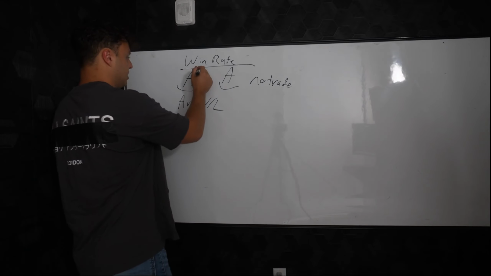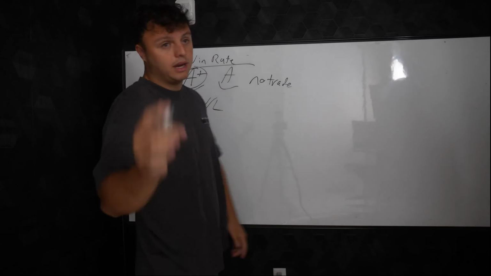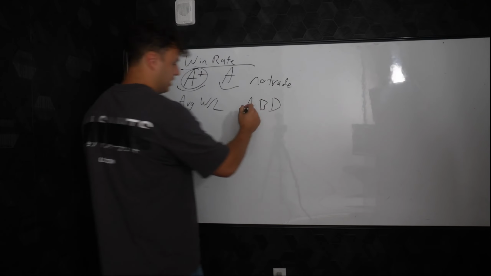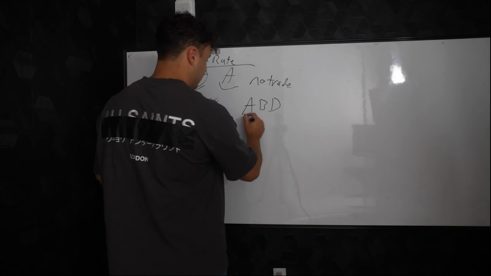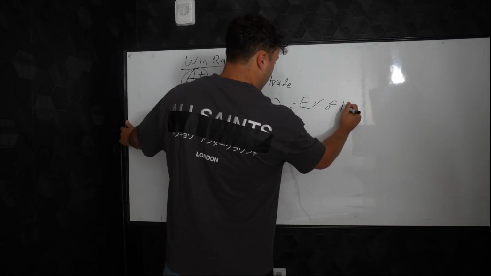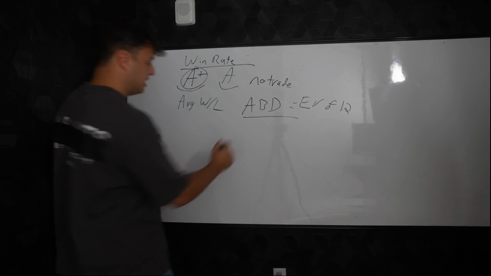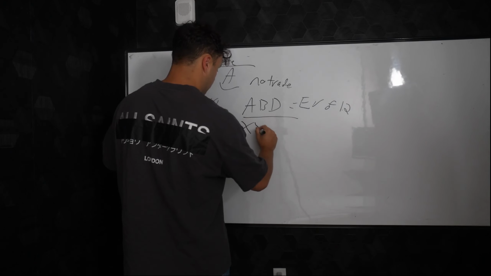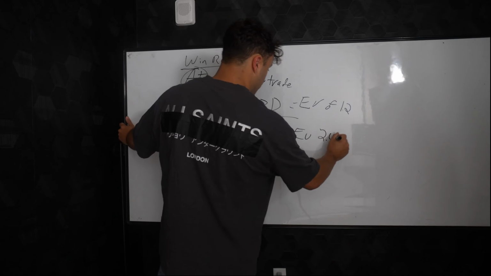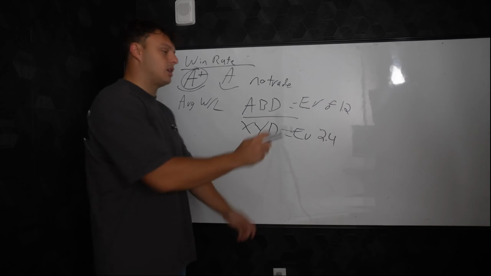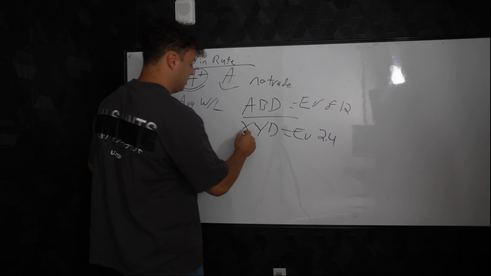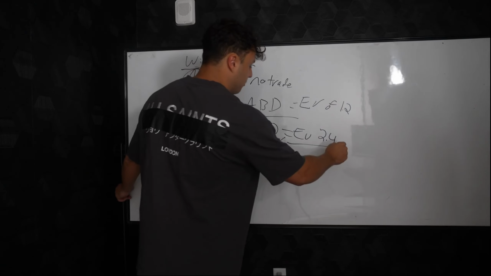Because this is the importance of understanding this: let's say we have setup ABD, each letter being a different confluence. Setup ABD gives me an average expected value of 1.2, but then setup XYD gives me an EV of 2.4. What does this tell me? Does this mean I need to stop trading setup ABD? No, because it is profitable. It simply means that when you see setup XYD, you need to be risking more because your expected value is higher.